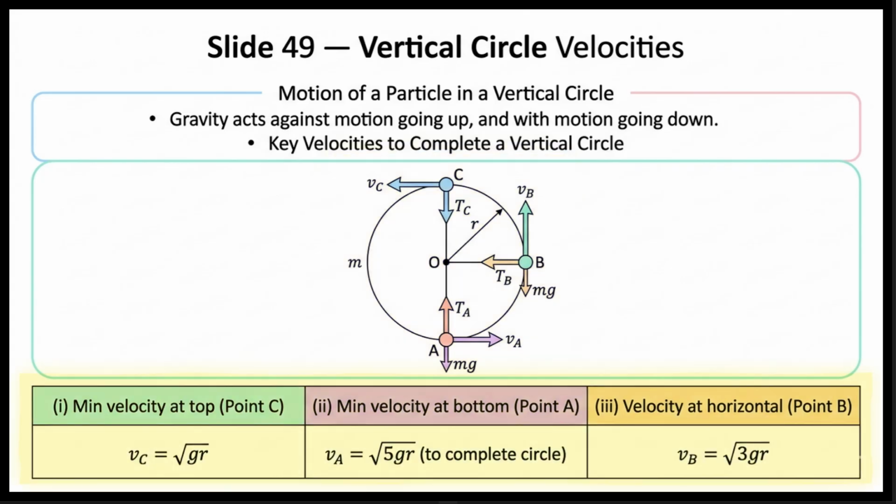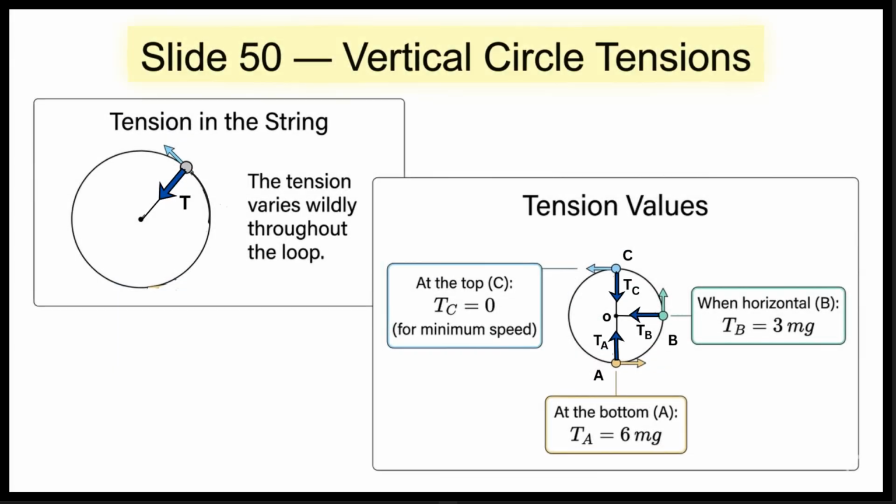At the top, point C, minimum speed is the square root of g times r. Any slower and tension drops to 0, losing contact. At the horizontal position B, minimum speed is the square root of 3gr. And at the bottom, point A, to ensure the object makes it around, minimum speed there must be the square root of 5gr. The tension in the string throughout a vertical loop varies dramatically with position.